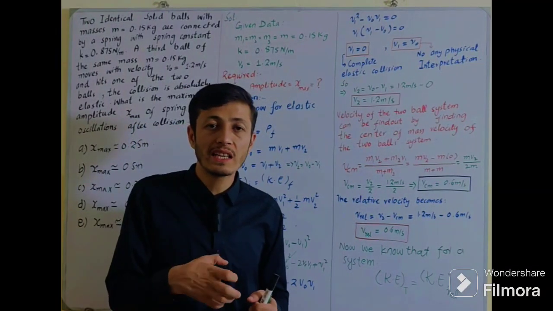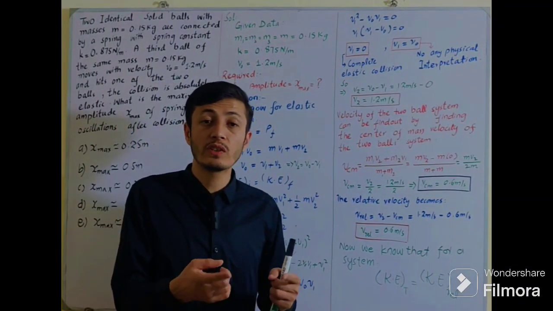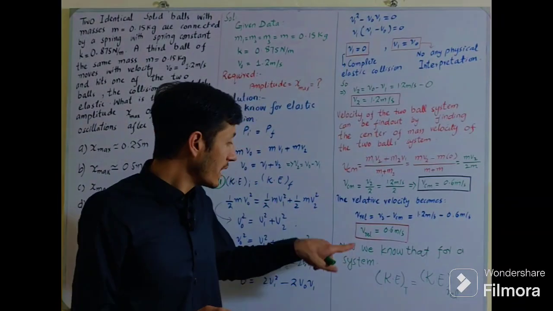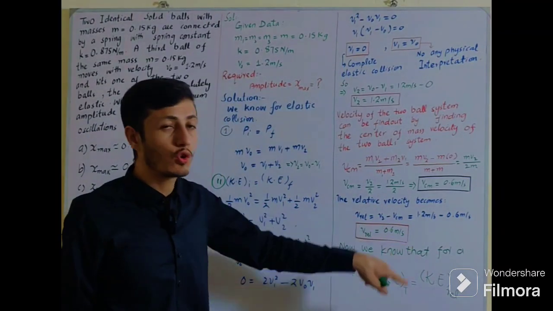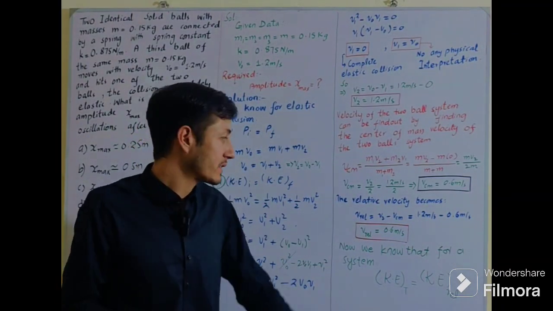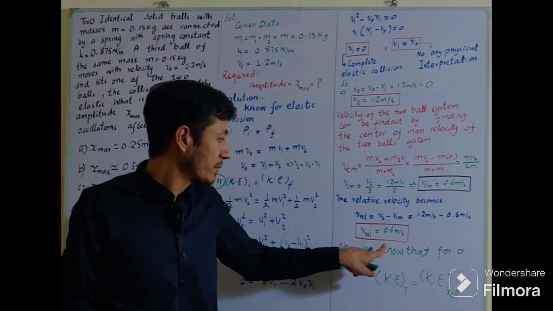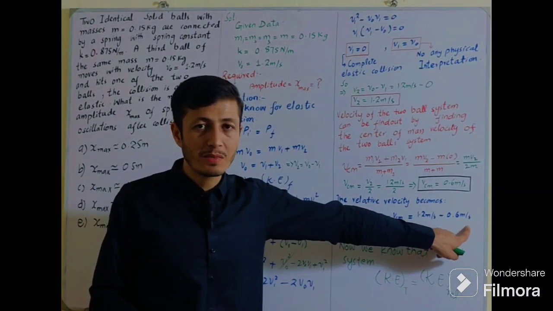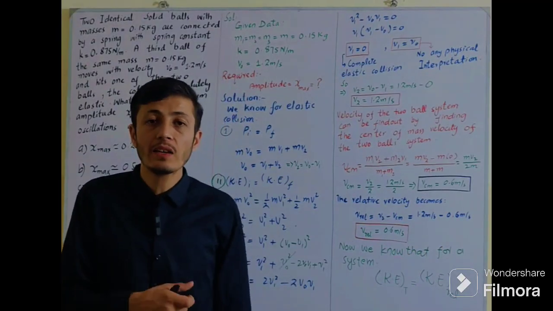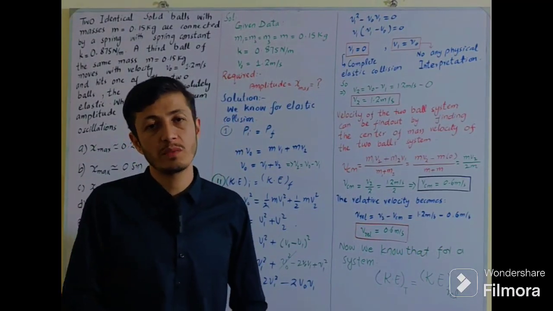Now we have to find the relative velocity of the center of mass with respect to body 2. So the relative velocity will be equal to v2 minus the velocity of the center of mass. V2 is 1.2 meter per second minus 0.6 meter per second. It gives us the relative velocity here as 0.6 meter per second.